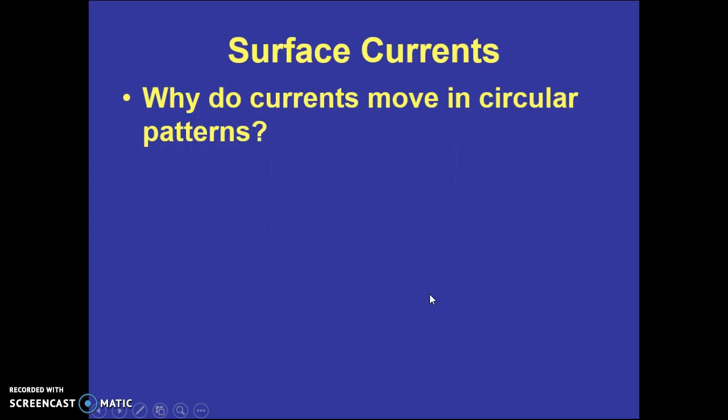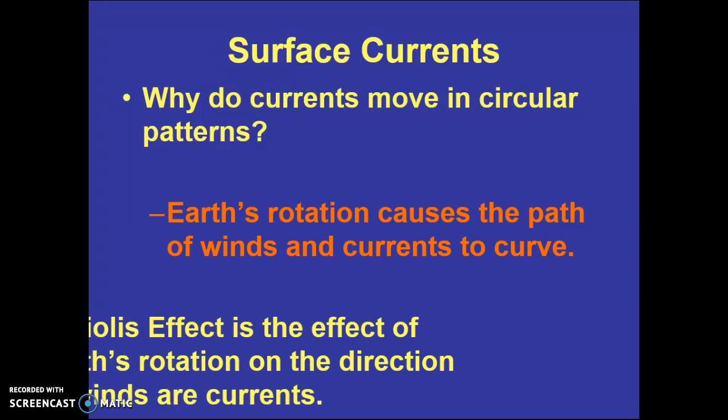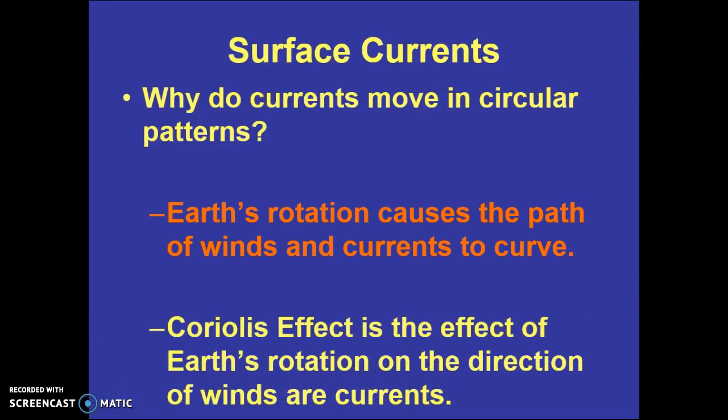Well, why do they move in circles? The biggest reason is because of the Earth's rotation. So we all hopefully realize that the Earth rotates on its axis. It goes around once every 24 hours. That's what makes our day. Well, as it turns, it causes the winds that are blowing on the surface of the Earth to curve. And when the winds curve, the winds are affecting the currents, so the currents also curve. So when this curving happens, that effect is what we call the Coriolis effect.